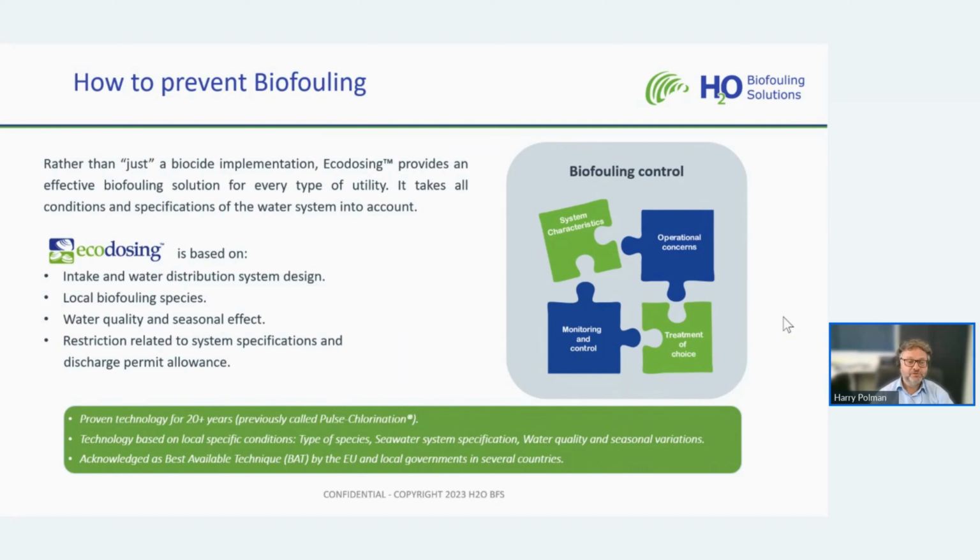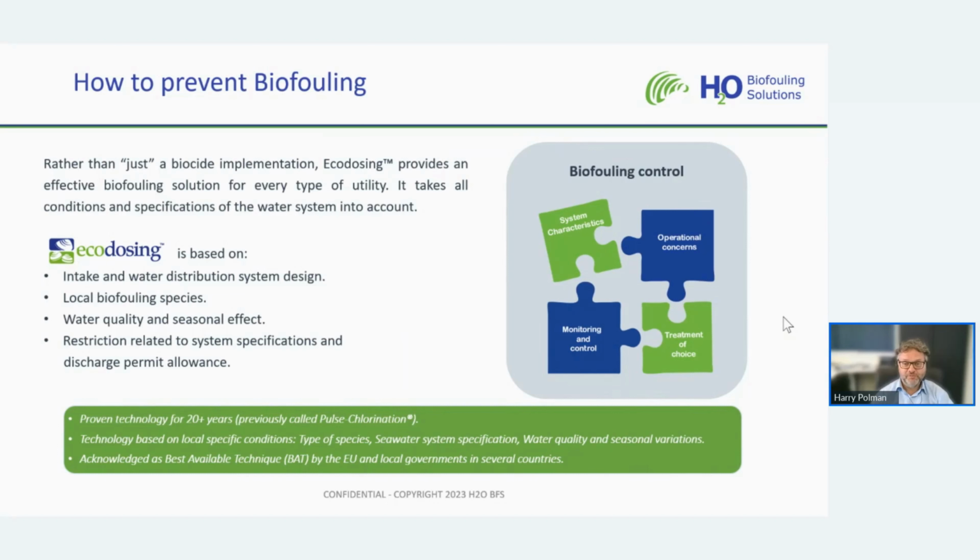These conditions include the design of the intake and water distribution system. It includes what kind of biofouling species you are actually trying to mitigate in a specific location. The water quality, seasonal effects of this specific location, and last but not least, the restrictions of the system specifications, for example, in an RO plant, and the discharge permit allowance. Combining these parameters, you can actually tune your biofouling control procedure in a way that it becomes effective at the lowest cost using the lowest amount of chemicals.